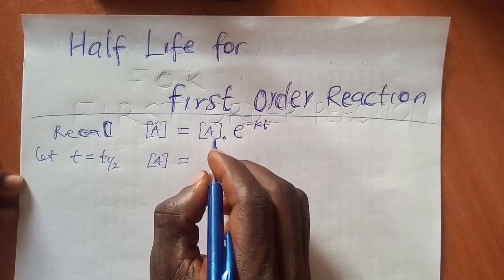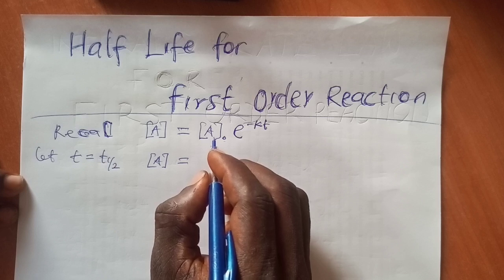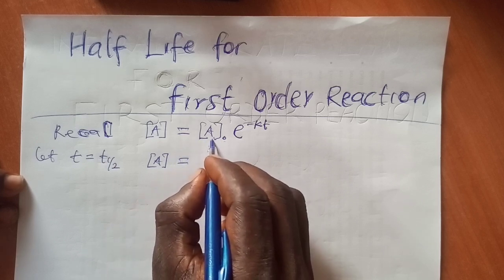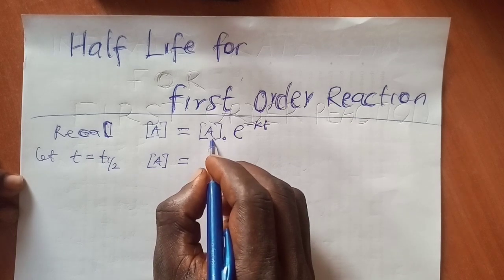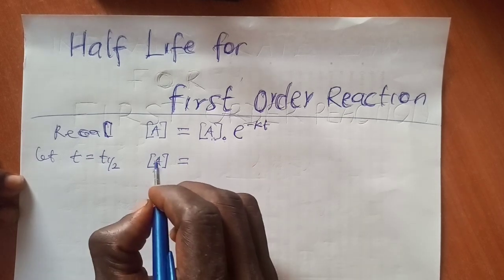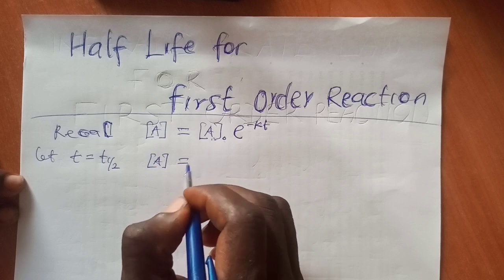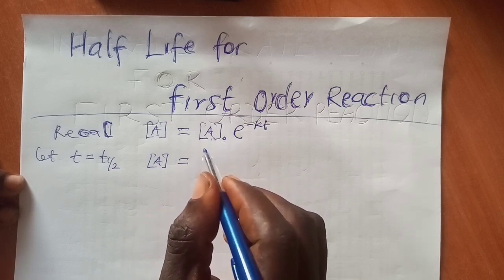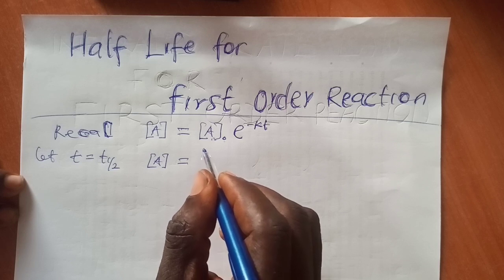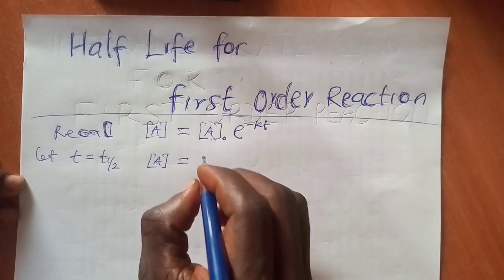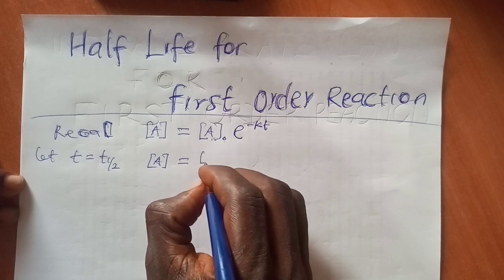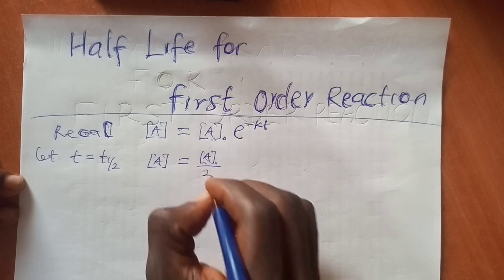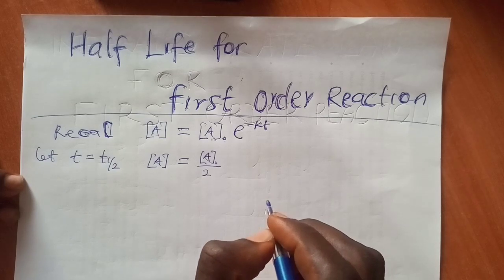Do you understand? Let this become a half. That means half of its original value. Again, the time taken for the initial concentration of the reactant to reach half of its original. So that means I'm going to be saying this A naught divided by 2. Do you understand what I've just done here?